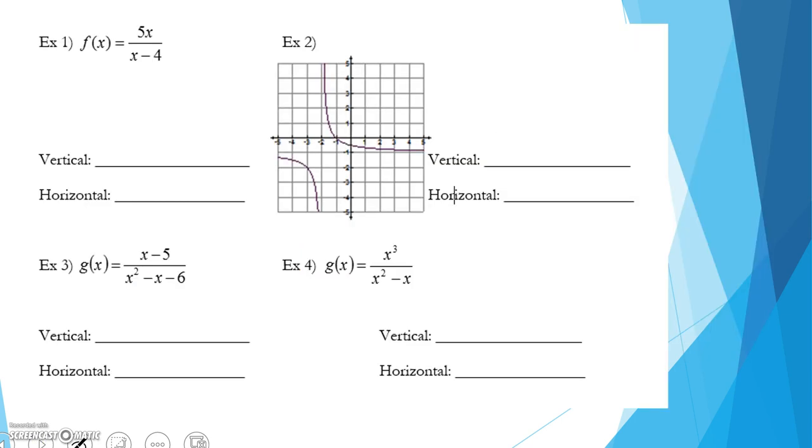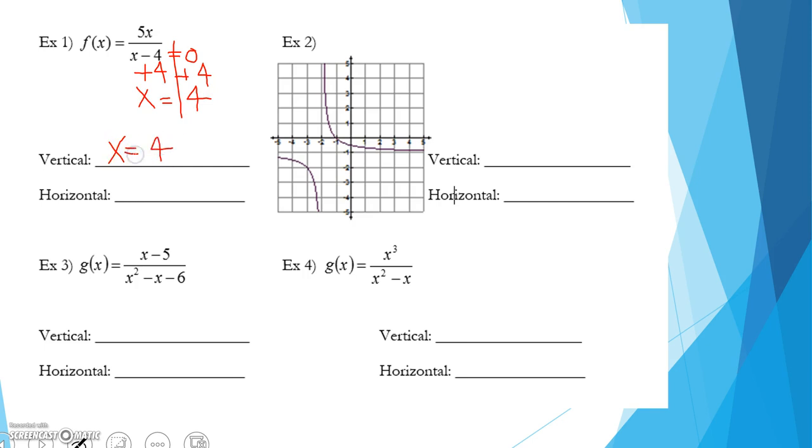All right, so let's do a few examples. For vertical, on the bottom of this, there is nothing to be factored. So what I do is I just set the bottom equal to 0 and I solve it. So I'm going to add 4 over. When I solve just the bottom for x, I get 4. So the vertical asymptote is 4.